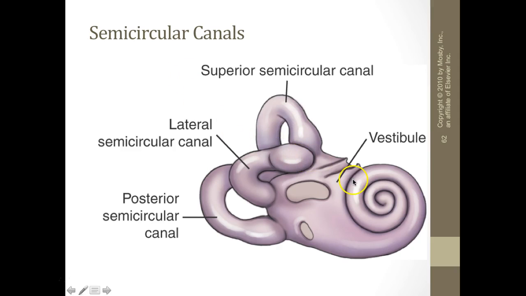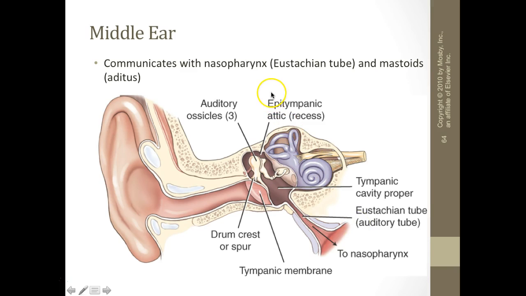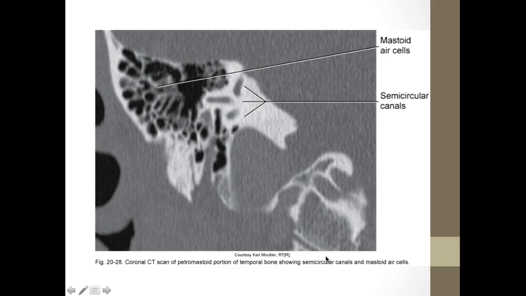Looking here at your semicircular canals, we have the vestibule, we have the superior semicircular canal, the lateral, and the posterior. And you have the pinna up top, and then you have your EAM. Here's your mastoid process with the tip at the bottom and your styloid process. Your middle ear communicates with your nasopharynx, so eustachian tubes and the mastoid. Looking here, you can see where it's draining out there.